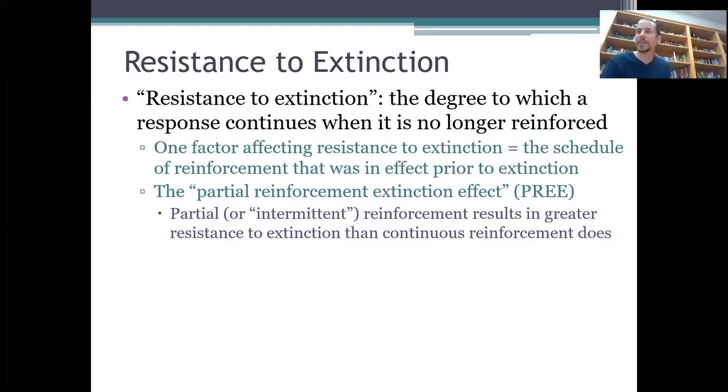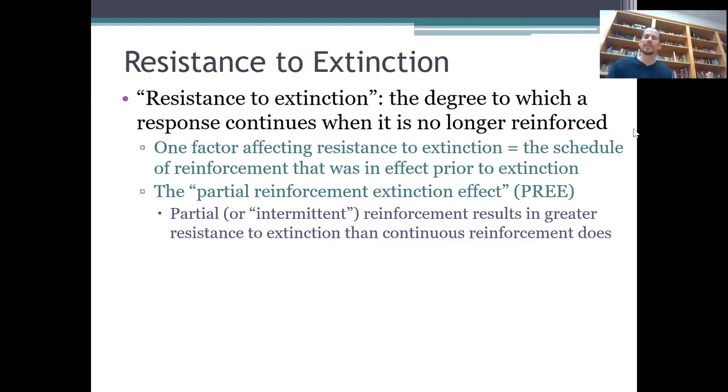And so as I mentioned last week, that phenomenon has a name. We call it the partial reinforcement extinction effect. So partial reinforcement, intermittent reinforcement, where you're not reinforcing the behavior every time, but only sometimes when it occurs, tends to result in behaviors that are more resistant to extinction than continuous reinforcement does. And this is pretty intuitive when you think about it.